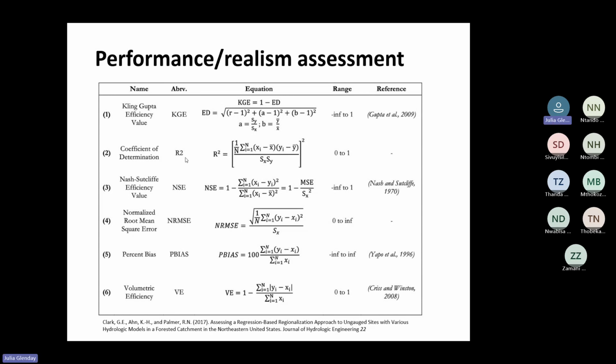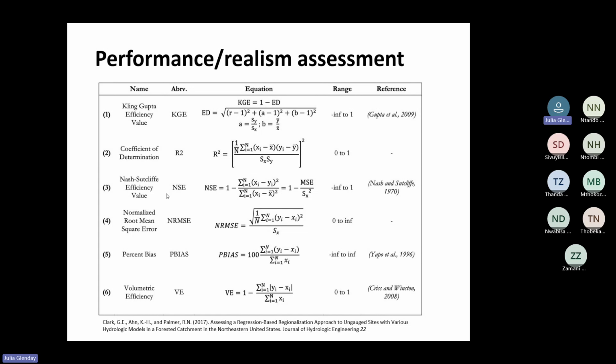Coefficient of determination, R squared, is looking at regression of a scatter plot of observed versus modeled, and that one gives you the temporal pattern. Is the model predicting high when the observed is high? Is the model predicting low when the observed is low? There can be an offset in magnitude, but the temporal pattern is being captured.